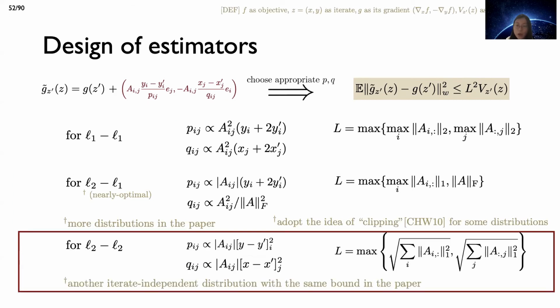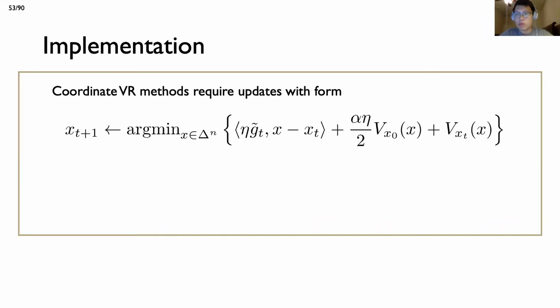For the L2-L2 setup, we propose two sampling distributions which both achieve the choice of Lipschitz constant listed here. Next, Kevin will conclude the overview of our algorithm by discussing the implementation of our iterations in near constant time. We now turn our attention to the efficient implementation of our L1-L1 variance-reduced algorithm.